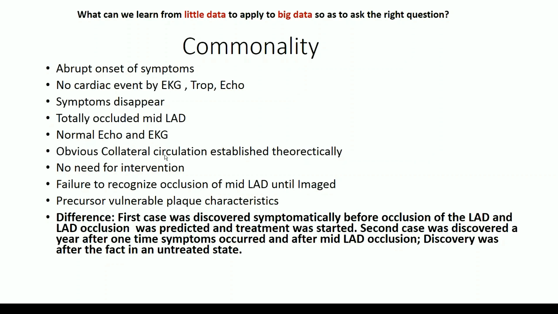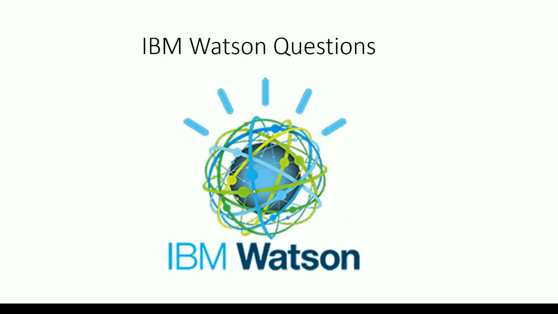So how can this information help us in the future? This is anecdotal information. It's two cases. Both of them did well. And so let's turn to what we're doing with IBM Watson and what kind of questions we need to ask.